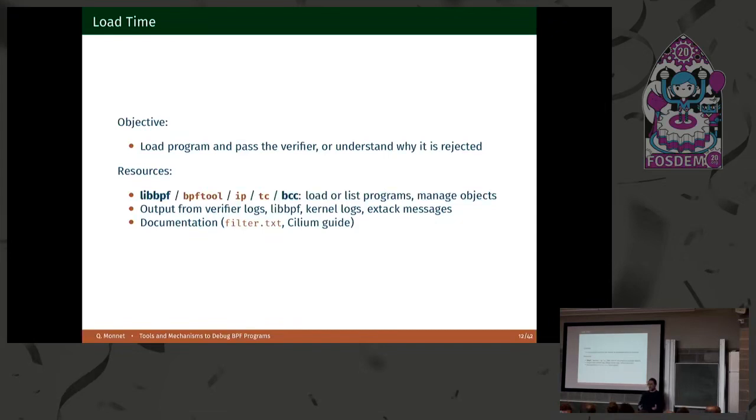So we have different things that can give us some information. We have the logs from the verifier. We have kernel logs sometimes for some specific BPF errors. For networking, we can have netlink extack messages from IP or TC, for example. And we have some places where we have documentation to understand those errors. So typically that would be the filter.txt documentation file in the kernel documentation, or the Cilium guide about BPF, which is really complete.